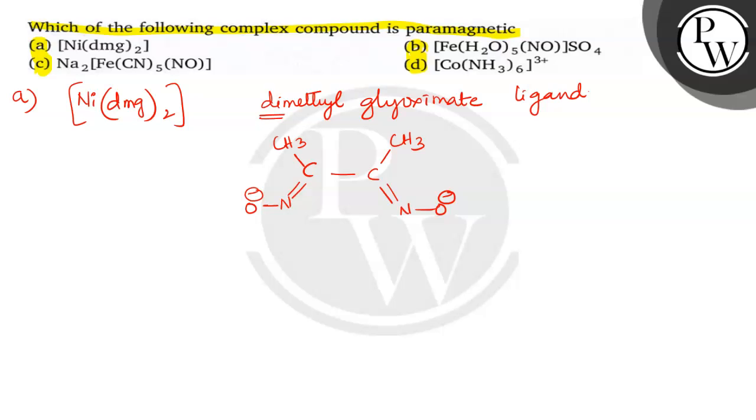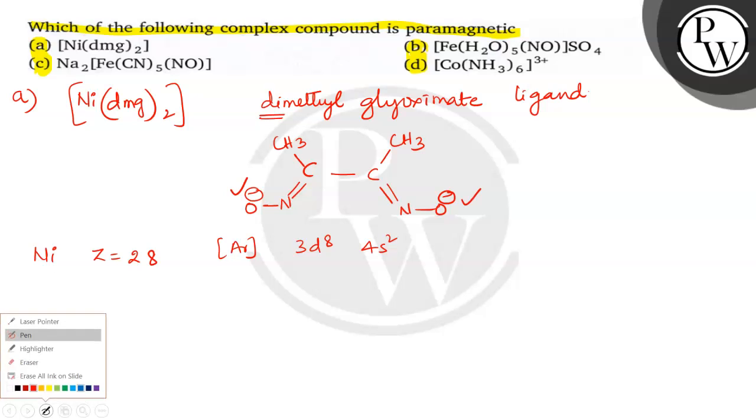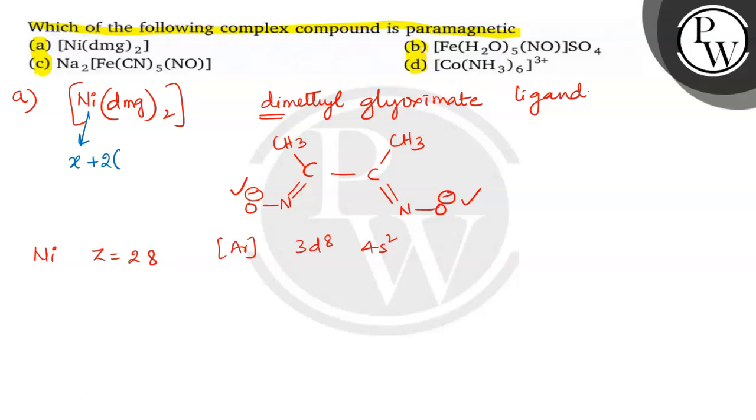Now it is forming chelates with nickel. What is nickel here? Nickel atomic number is 28. Its electronic configuration argon 4s2 3d8. In this complex, nickel is in the +2 oxidation state because dimethyl glyoximate is -1 here. See, this is one negative charge and this is another negative charge. So nickel oxidation state, how can we calculate? Nickel oxidation state X plus 2 into -1 is equal to 0. X is equal to +2. So nickel oxidation state is +2.